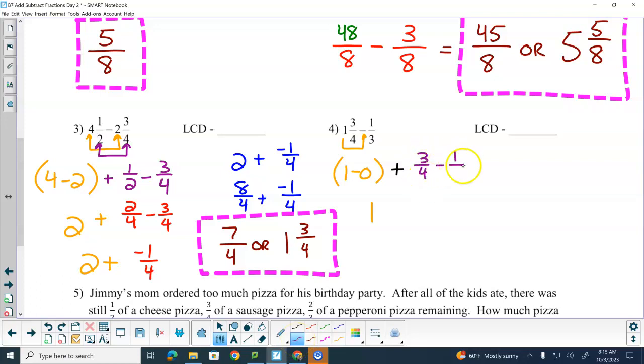3/4 minus 1/3. Okay, 3/4 minus 1/3. You guys do that one for me quick. Tell me what 3/4 minus 1/3 is. You can do it off to the side, or you can do it right there underneath it. Tell me what it is. Okay, let's just wait.